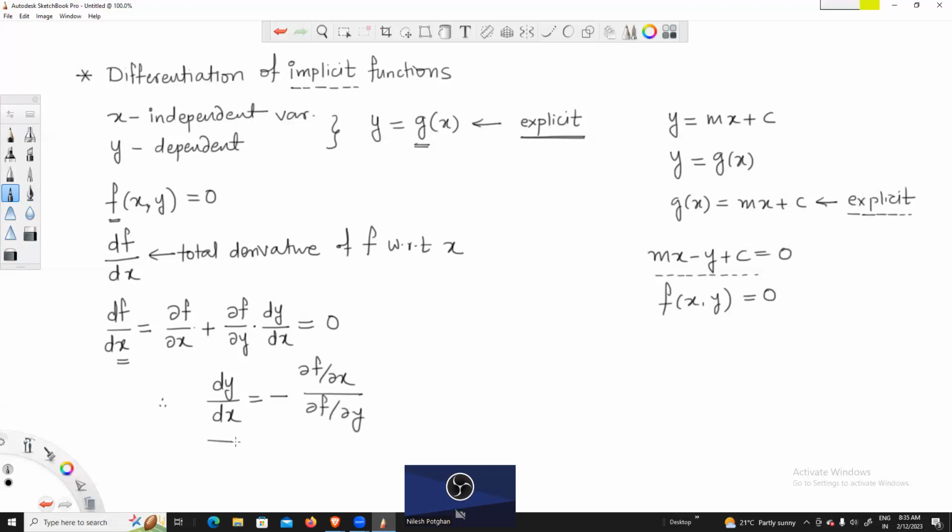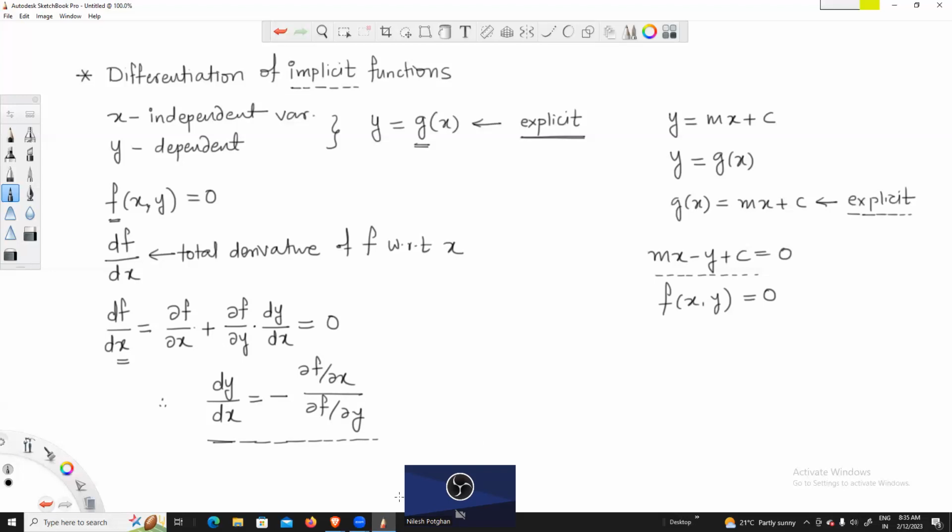So if you have a function in the implicit form as f of x comma y equal to 0, then the derivative of y with respect to x can be found as minus del f over del x, meaning partial differentiation of f with respect to x, divided by partial differentiation of f with respect to y. So this we have already studied in 12th standard or something like that, but not exactly in this form.